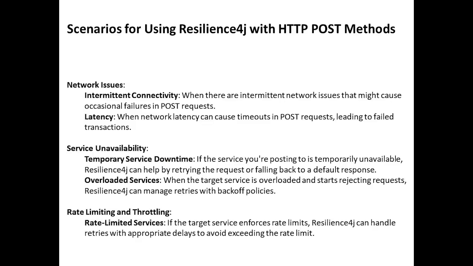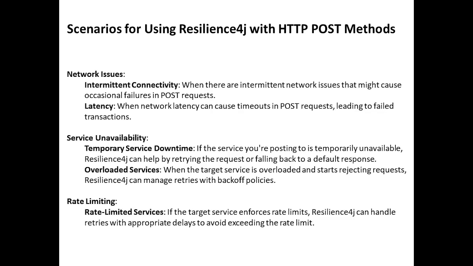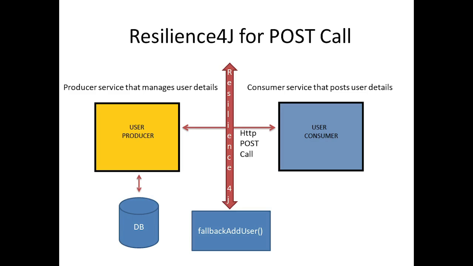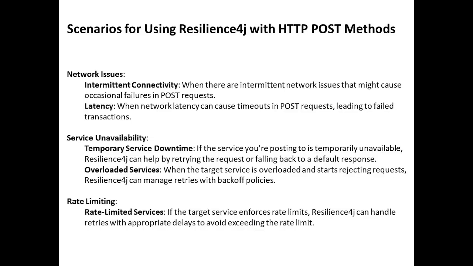So before creating a post Resilience 4J, we will see some scenarios where we fail to insert our data. It might be a network issue when you are trying to save the data from one service to another. Then if any network issue comes, this might help. Also, it can be a service unavailability. If our user producer is not available while sending data from user consumer, then it gets fail. So at that time also we can use Resilience 4J.